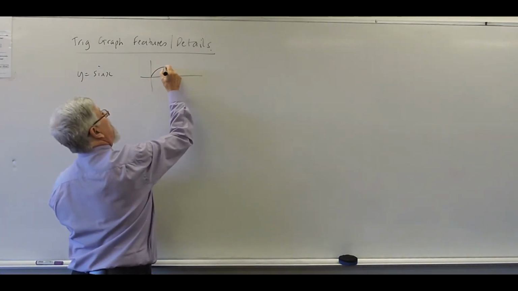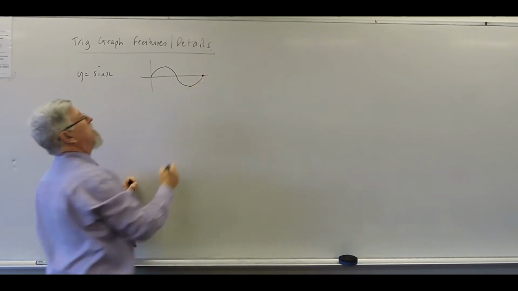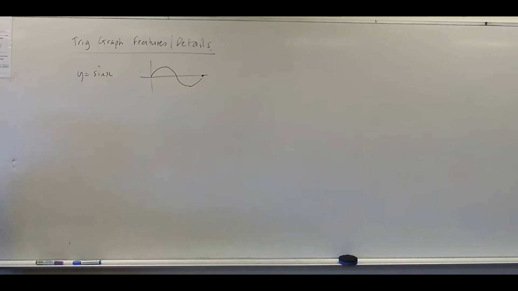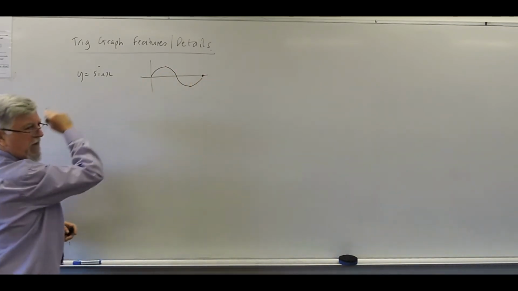Goes up for 90, down for 90, down for 90, up for 90, comes back to there. And what does the graph do? Continues that process on forever that way, continues that process on forever back that way.